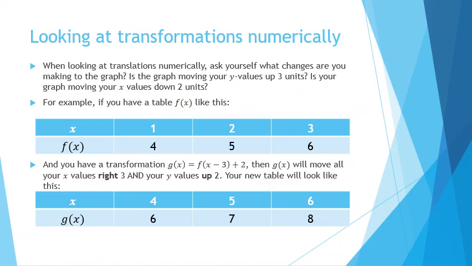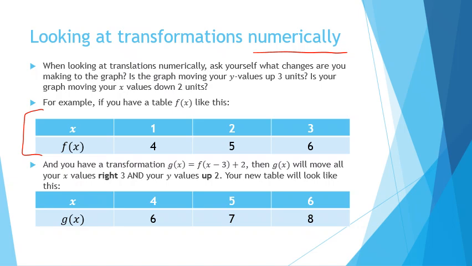All right, so now we want to take a look at transformations numerically. So that's really saying through a table or potentially a shifted point. All right, so basically what you want to do is, if you see a transformation happen to an entire table, you want to ask yourself, what is actually happening to the x and the y values of this table? So let's take this 3-point table right here. I just made it up.